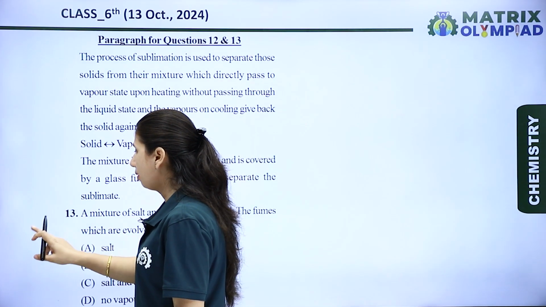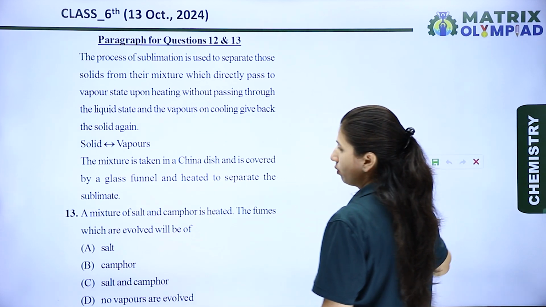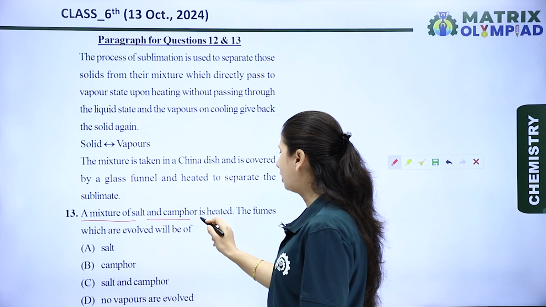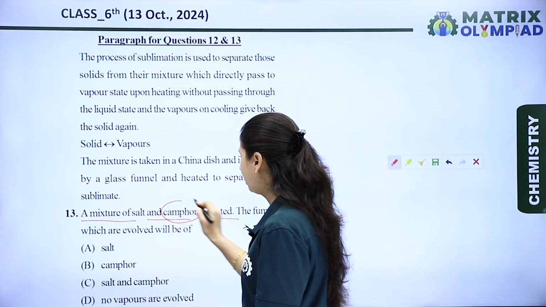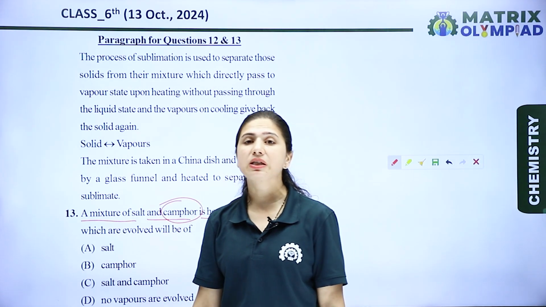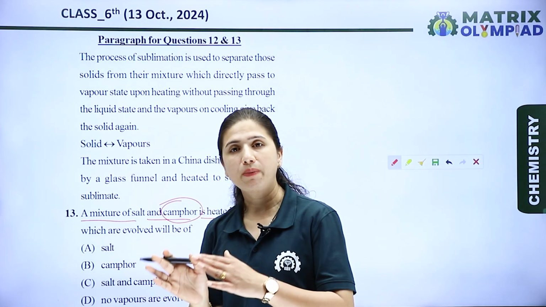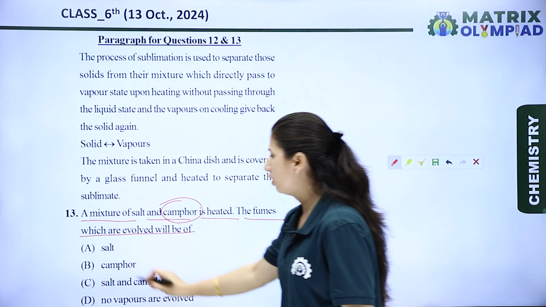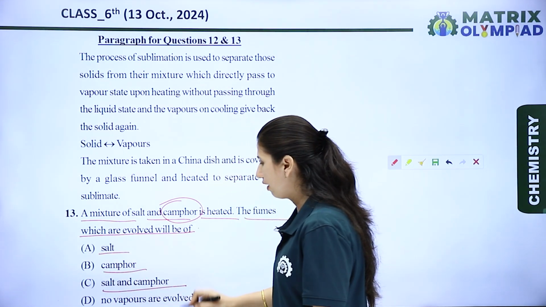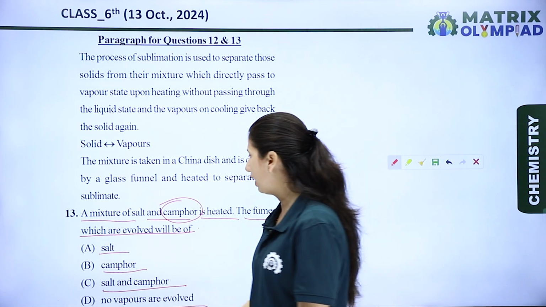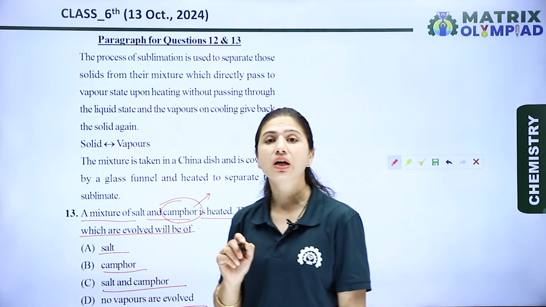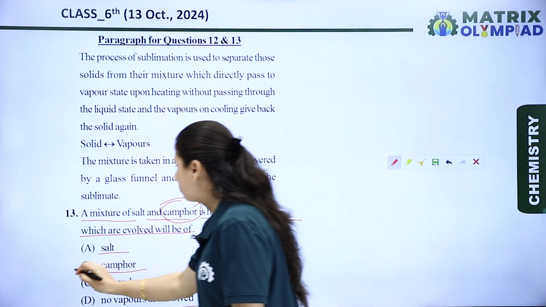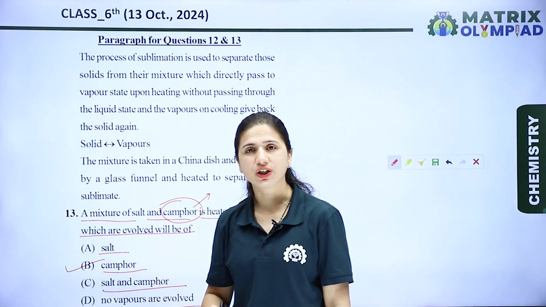In the next question, the paragraph is the same, okay, but the question is different. Let's see the question. The question is, a mixture of salt and camphor is heated. We know that camphor is a sublimable substance, means it directly converts from solid to vapor phase. So the fumes which are evolved will be of: salt, camphor, salt and camphor, or no vapors are evolved. We know that camphor is a sublimable substance and it is more volatile than solid. So option B is the right option for this question.